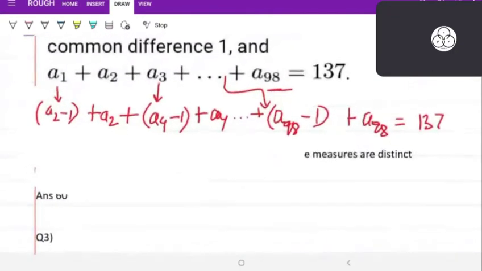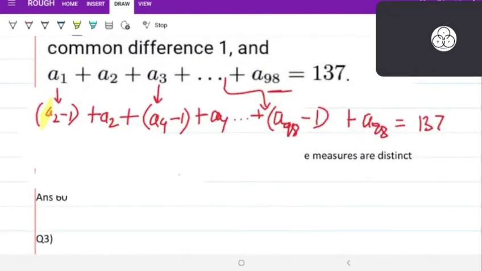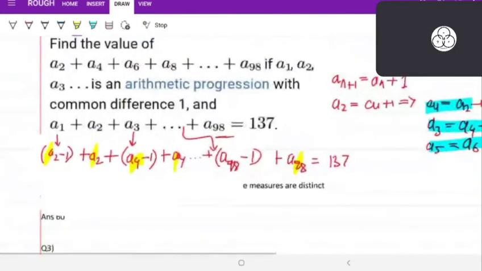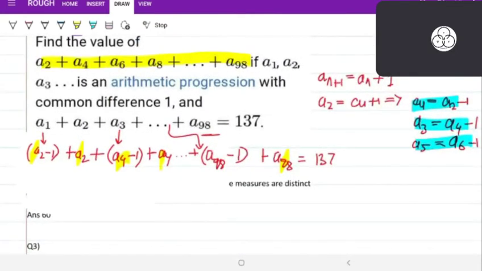Just look at this carefully again. This a2 is 2 times, a4 2 times, a98 is 2 times. And this is the required sum, right? This is the required sum multiplied by 2, because everything we are getting here 2 times. And what about the minus 1? How many minus 1 are we getting?